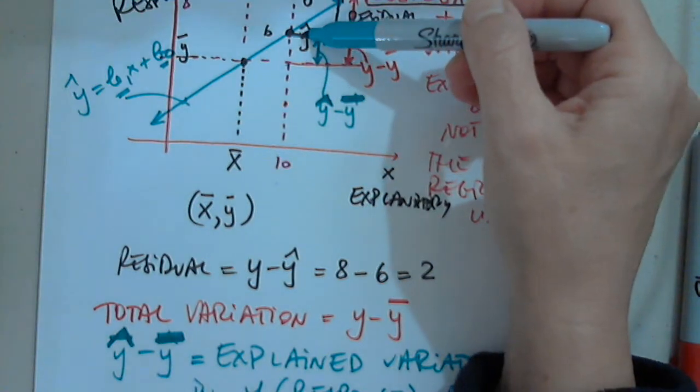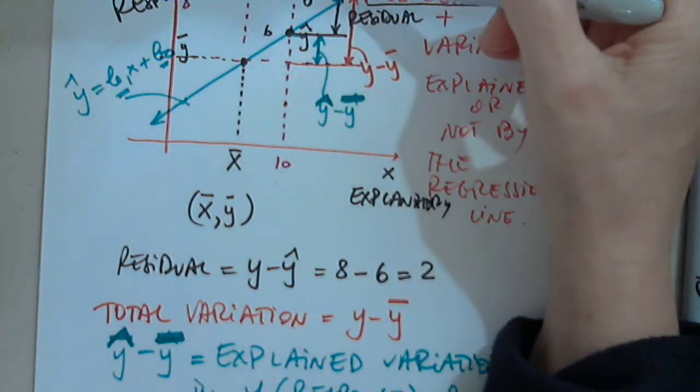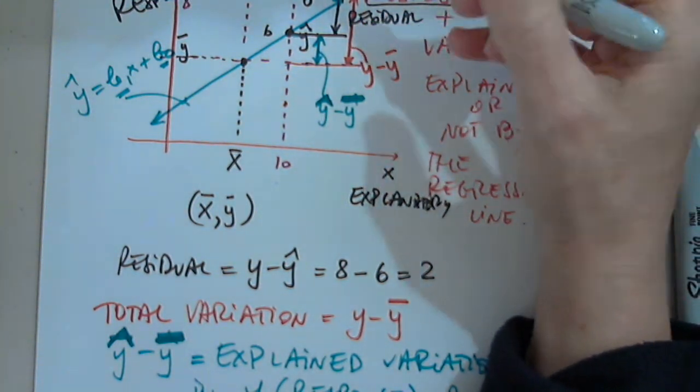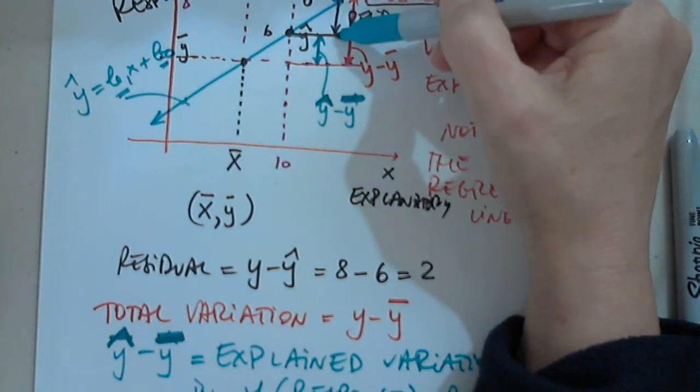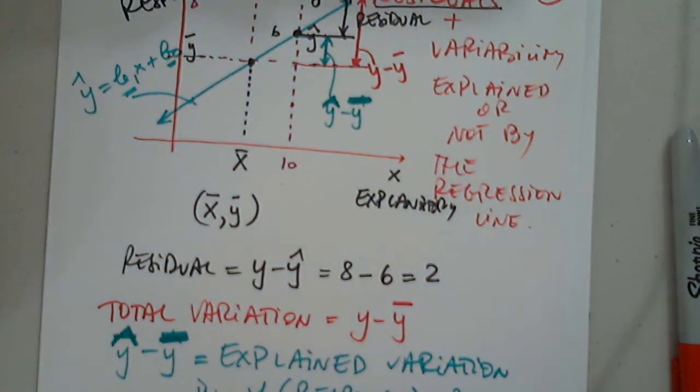The explained is y hat minus y bar. The unexplained, or the residual, we call it, is y minus y hat. Okay.